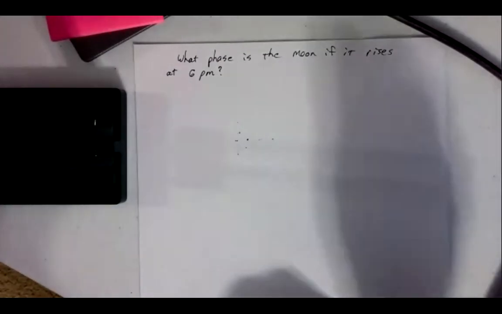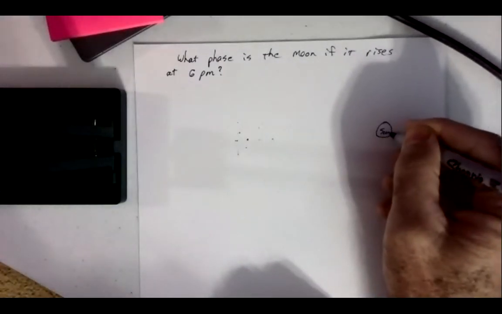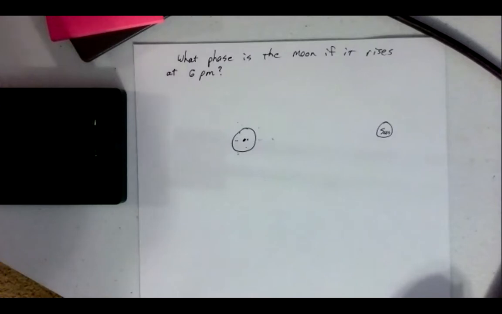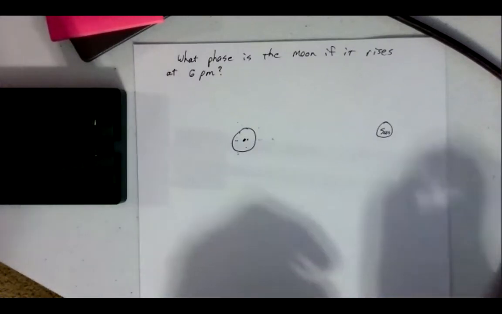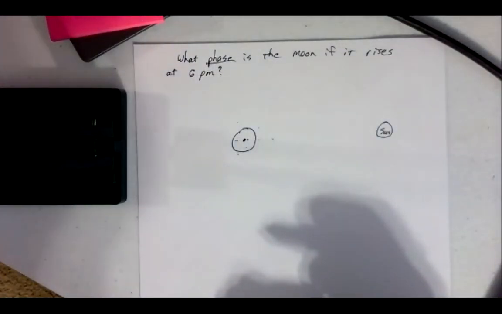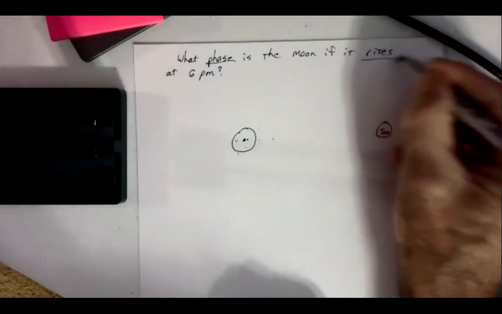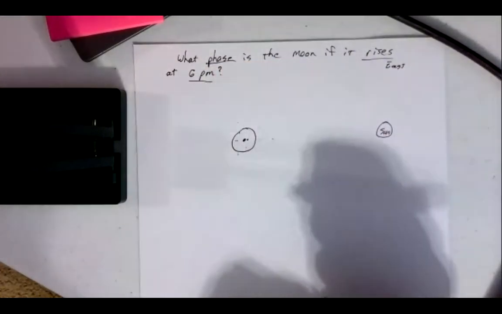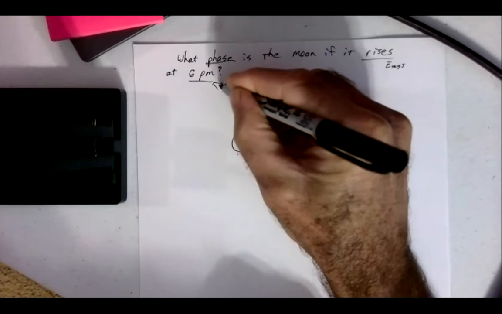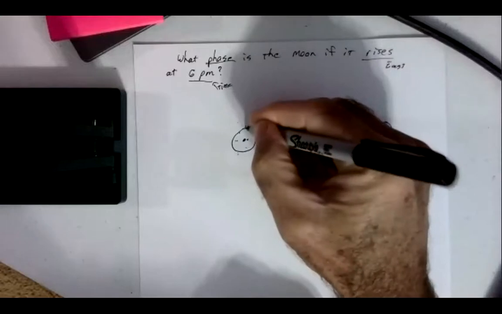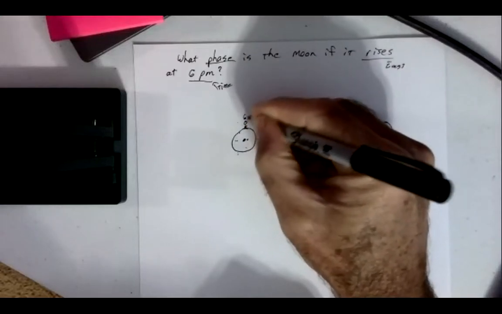All right, I'm going to do this exactly the same way I did the other ones. What I'm going to do is draw the sun over here. I'm going to put the Earth here, the North Pole sticking up. Now the difference is I don't know where the moon is because I don't know what phase it's in. That's what I'm trying to find. But we do know it rises, so it has to be in the east. And we know what time it is. It's 6 p.m. So if I know what time it is, then I know where Herb is. Remember, noon is this way, 6 p.m. is up here. So here's Herb at 6 p.m.